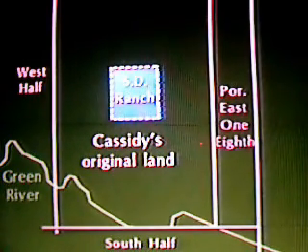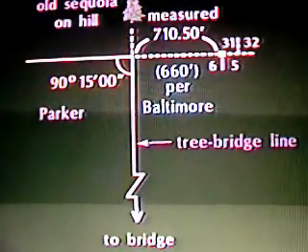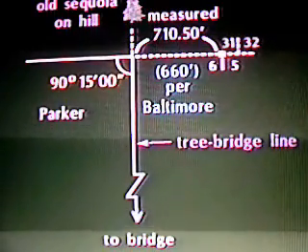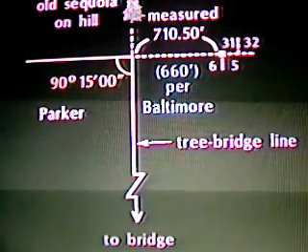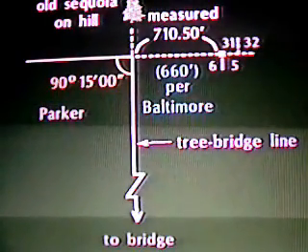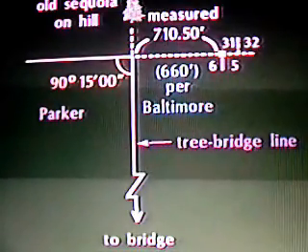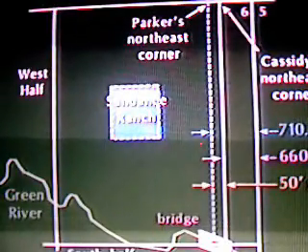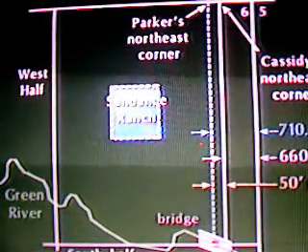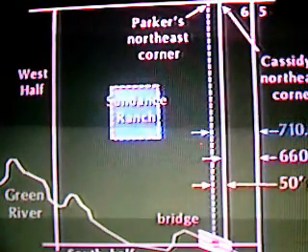The north line of the east 1/8 would, in theory, measure 660 feet. Next, our party chief measures a distance of 710.5 feet from the tree bridge line to the northeast section corner. It is now distinctly possible that Parker did not receive all that Cassidy intended to convey to him. Cassidy may still retain title to that portion of Section 6 between the tree bridge line and the west line of the east 1/8, a gap about 50 feet wide.